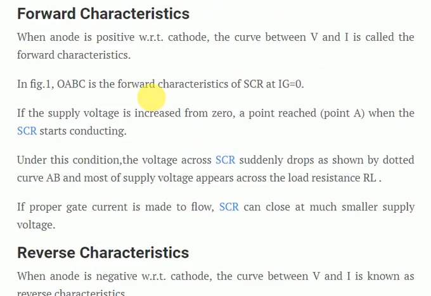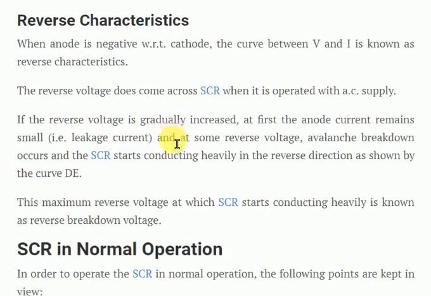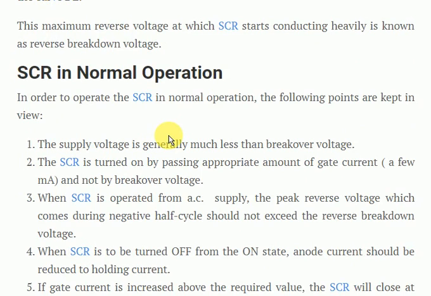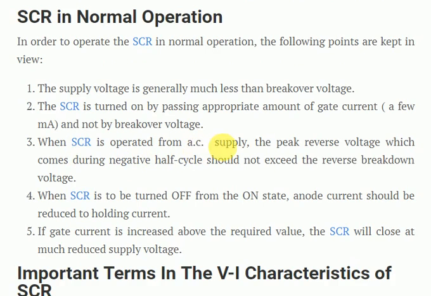Same as the forward characteristics, now the reverse characteristics and the SCR in normal operation, that is, how it behaves in normal operation. In order to operate the SCR normally, the following points are kept in view. The supply voltage is generally much less than the breakover voltage. The SCR is turned on by passing an appropriate amount of gate current, a few milliampere, not by breakover voltage. When the SCR is operated from an AC supply, the peak reverse voltage during the negative half cycle should not exceed the reverse breakdown voltage.